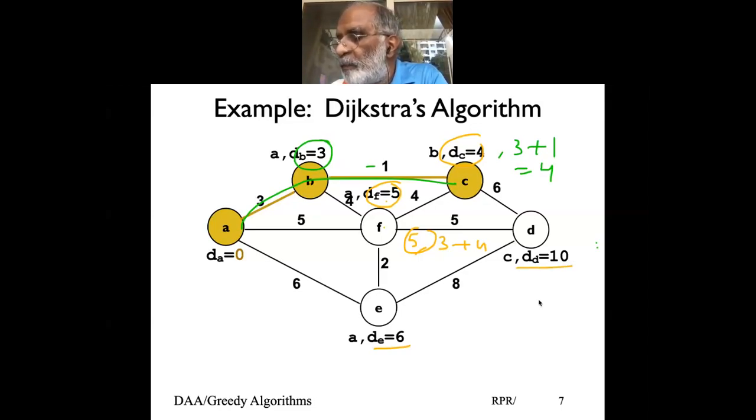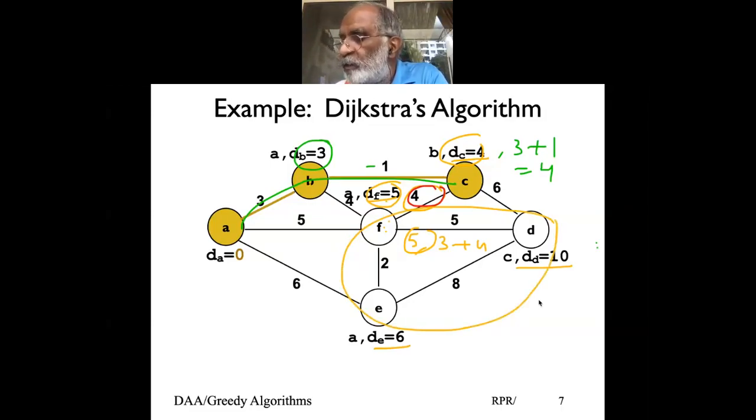And now look at C to F. Cost of C is 4 and C to F is 4. That means if you go via C, this would become 8. But I already have a cost of 5, so we will not update it, and cost of F remains 5. It does not change. And the same way, for C to E, we don't change. So I'm left with 3 nodes now.